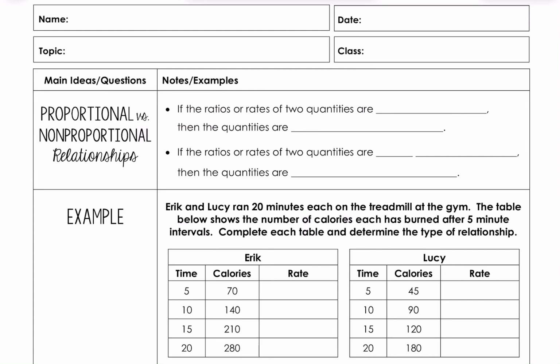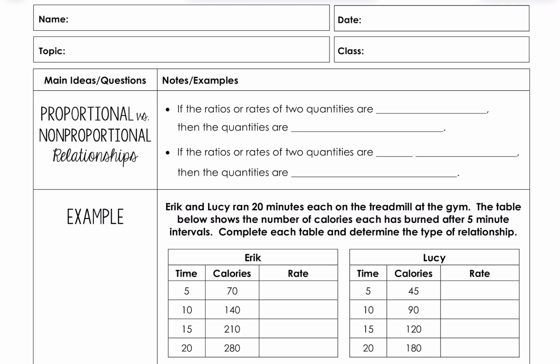All right, so today's notes will be over proportionality and non-proportionality relationships. Once again, we're still working with those unit rates, ratios, and rates here. So it's very important to know how to find a ratio and those unit rates. So starting off with what a proportional relationship is here.